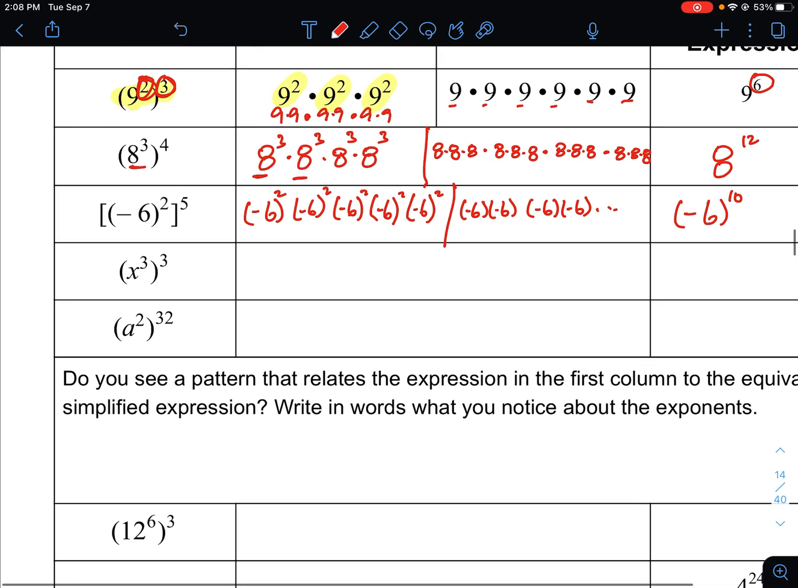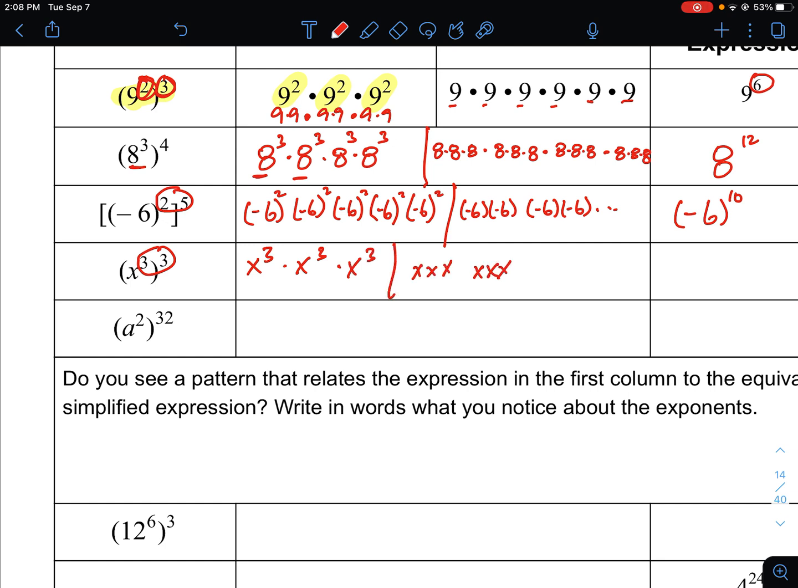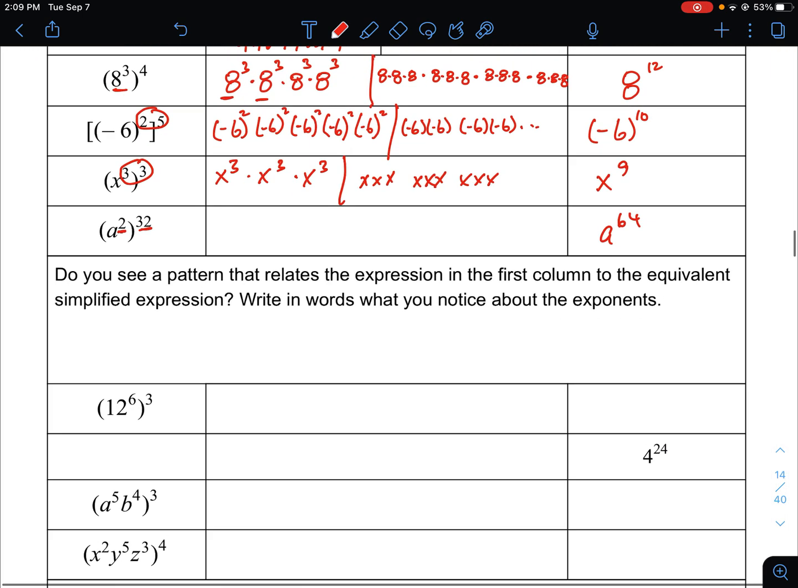So we basically just have to multiply those two numbers. So x cubed, raised to the third, well, that's x cubed times x cubed times x cubed. And we can expand it out, and that's x to the 9th. Finally, a to the second, 32 times. We're not going to do that. We're just going to cut to the chase. 32 times 2 is a to the 64th. You're multiplying those two. So do you see the pattern?